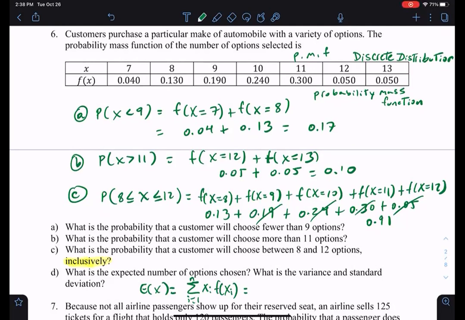So x1 times f of x1, plus x2 times f of x2, and so on and so on. You're not going to do that by hand. It will take you a long time. So you use a calculator, right? Let me show you how to do that really quick.